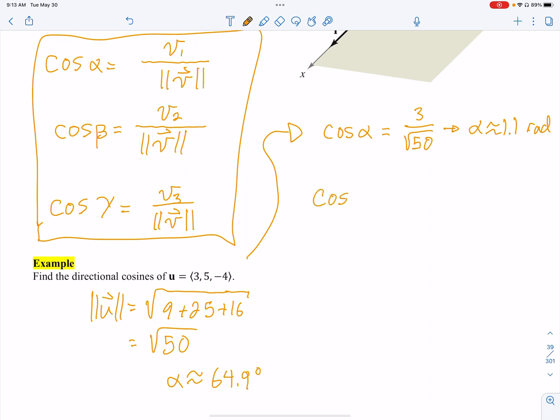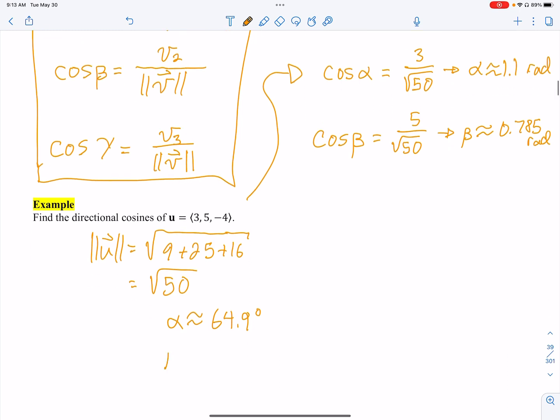Then I can do cosine of beta, which is going to be 5 over the square root of 50. So beta is approximately, doing the same thing, we got about 0.785 radians. So beta is about, in degrees, I multiply that by 180, I divide by pi. It is 45 degrees. Interesting.